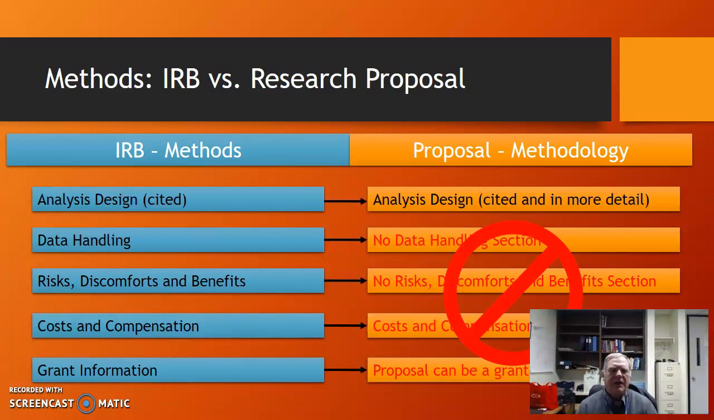In the IRB, there are also some other sections called data handling, risk, discomforts and benefits, costs and compensation, and grant information. Those are really not separate sections in the proposal, so you don't need to worry about those. Don't do them. The proposal, if it does have grant information, your proposal is probably a grant proposal, so the whole thing is written for a grant, and those are detailed in much different ways than I'm talking to you about right now.